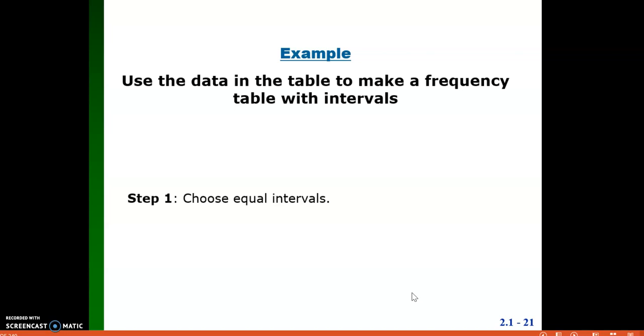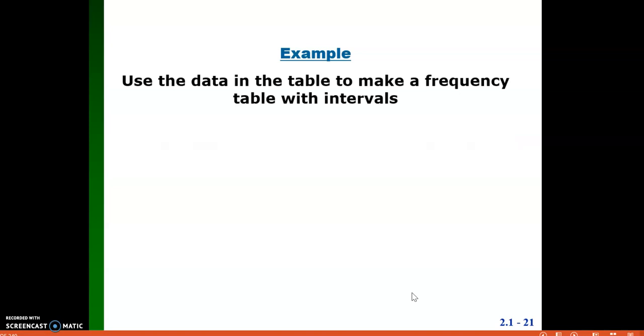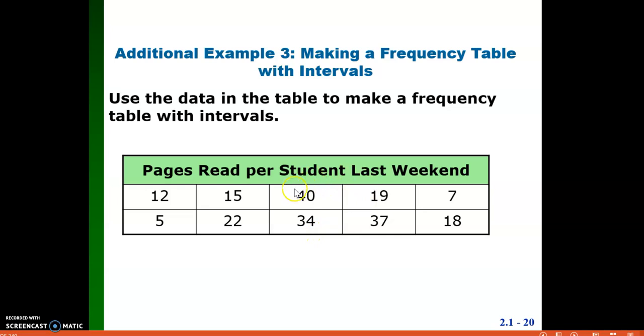So first, choose equal intervals. For example, our range from the previous example: you can see the maximum number is 40, so that's the highest value. The minimum number is 5. What's the range for those two numbers? 40 minus 5 is 35. So you have the range value of 35. You have to think about how to create this as an equal number of class widths. So in this example, I'm going to choose 10 as my class width.